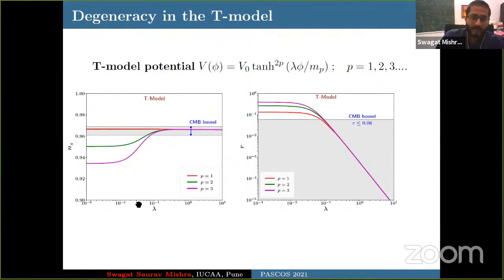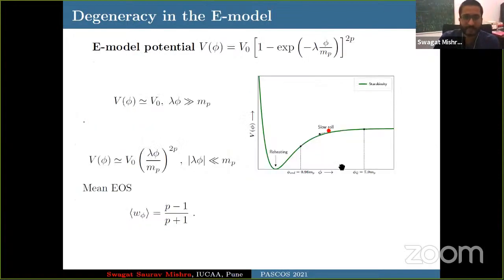For small values of lambda, our n_s for p equal to 1, 2, and 3 are different. But as we go beyond 0.1, the n_s predictions converge for all three p values. The same also happens in the r predictions. Here the shaded gray regions are the regions allowed by observation. So there is especially a degeneracy at the place where we are making the observation. Since r and n_s are independent of p, here is an example of a degeneracy.